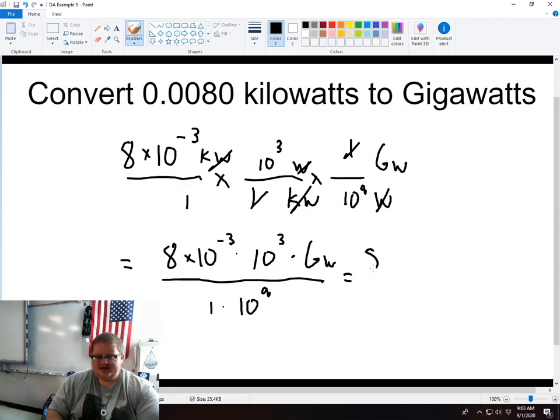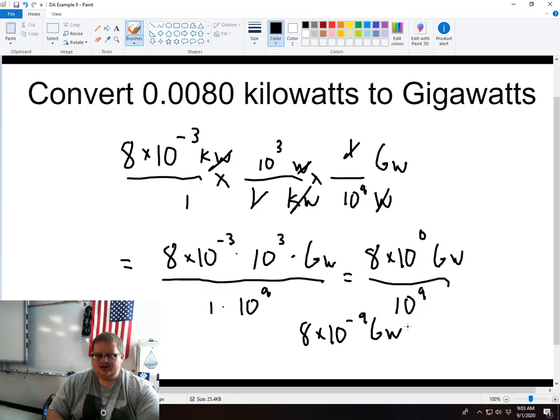So on top, that's 8 times 10 to the 0. We add similar exponents: -3 plus 3 is 0 gigawatts. On the bottom is just 10 to the 9th. So when we divide powers of 10, we subtract the exponents. So my final answer is going to be 8 times 10 to the 0 minus 9, which is -9 gigawatts. That's my final answer.